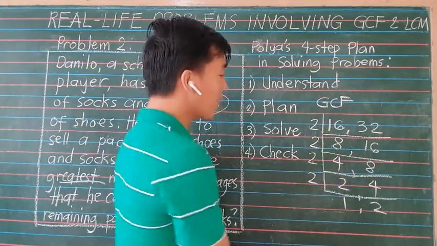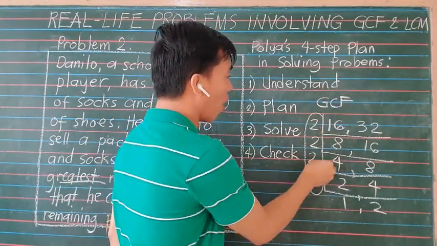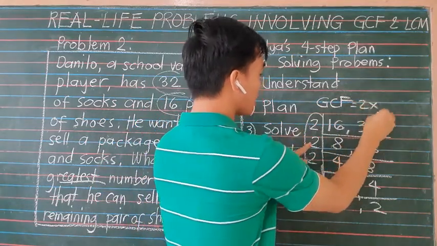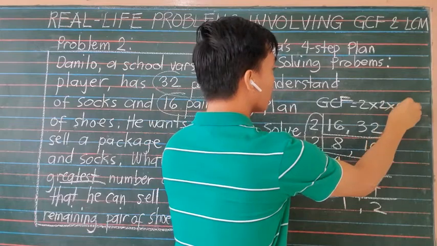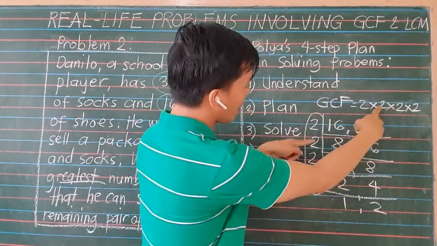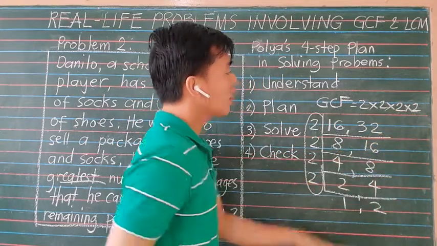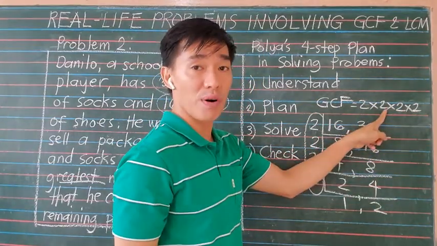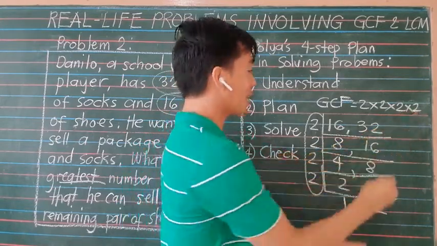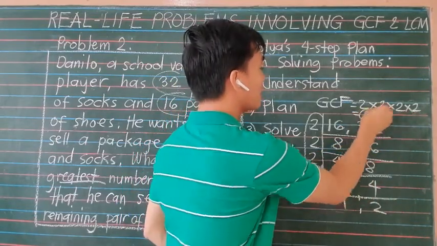Okay? So here's the GCF of 16 and 32. That's 2 times 2 times 2 times 2. So 2 times 2 is equal to 4. 4 times 2 is equal to 8. And 8 times 2 is equal to 16. So their GCF is 16.